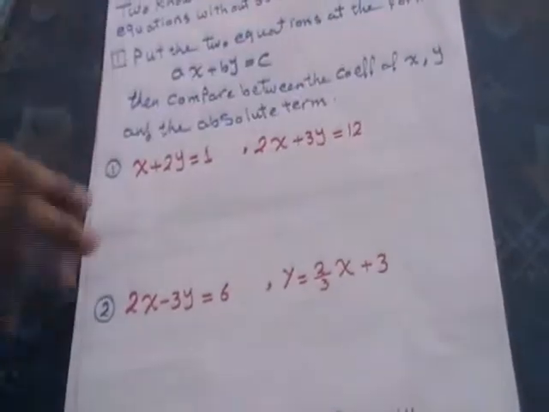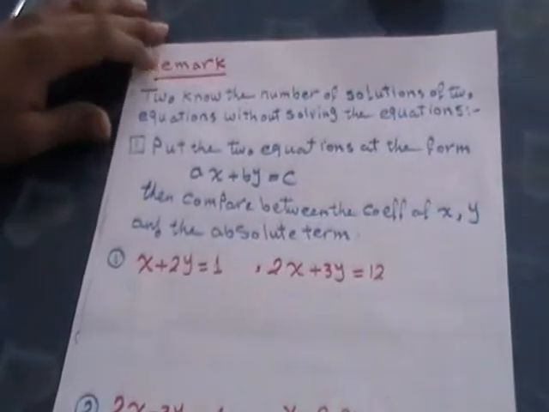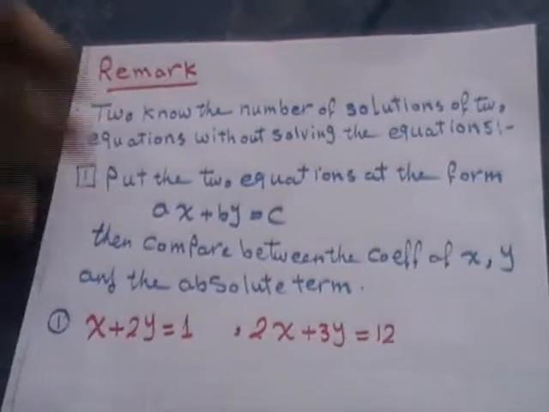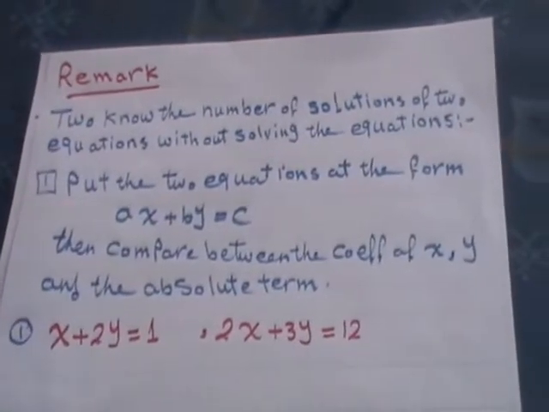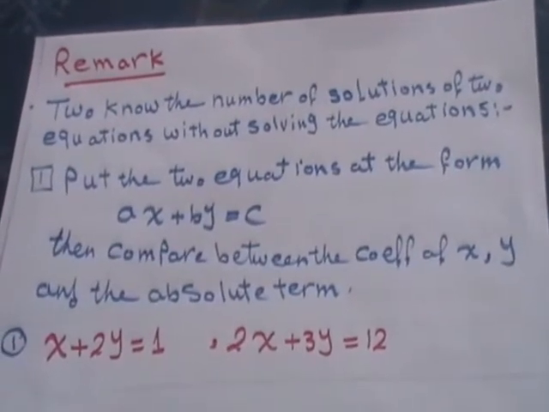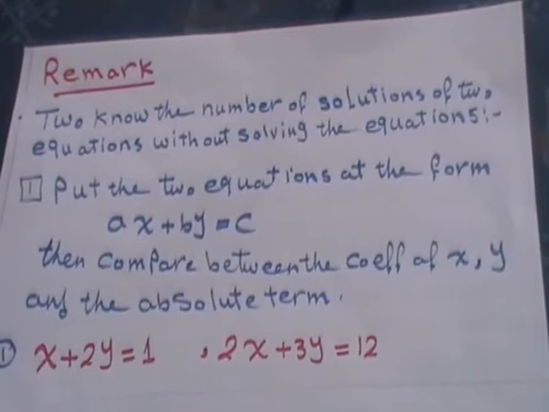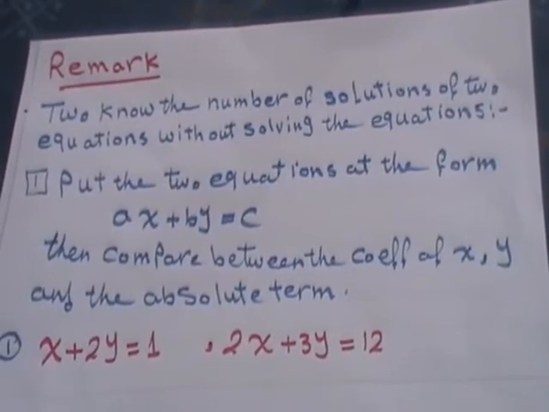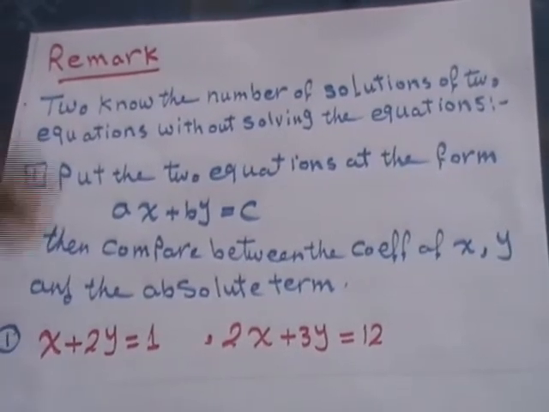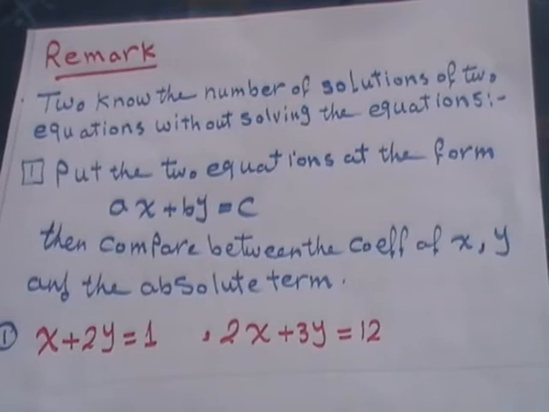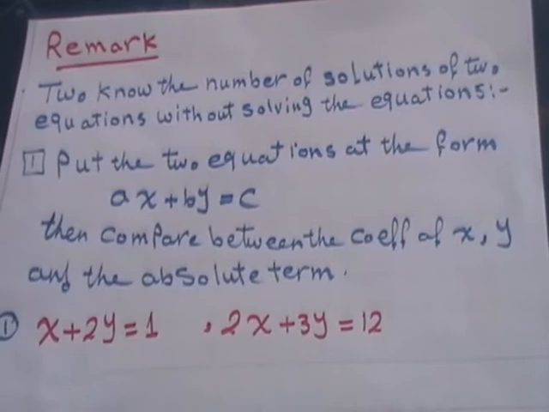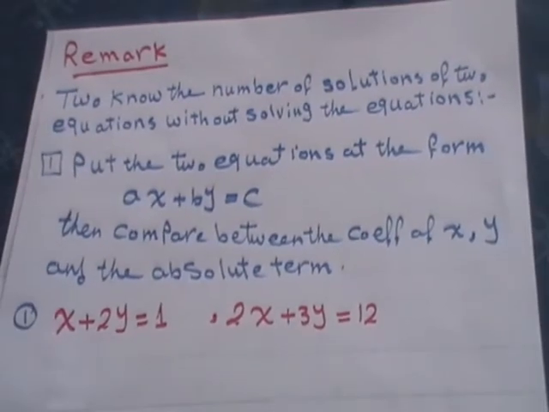Let's move to another point. I have to know the number of solutions of the two equations without solving the equations. First, put the two equations in the form ax plus by equals c. Then compare the coefficients of x and y, or whatever the two variables are, and the absolute term. In the first example, I have x plus 2y equals 1 and 2x plus 3y equals 12. The two equations are in the form ax plus by equals c.